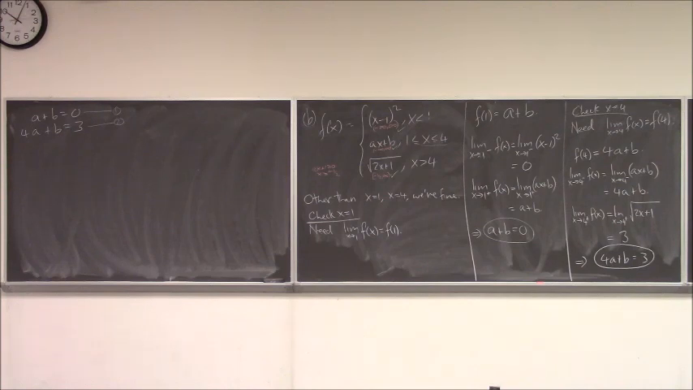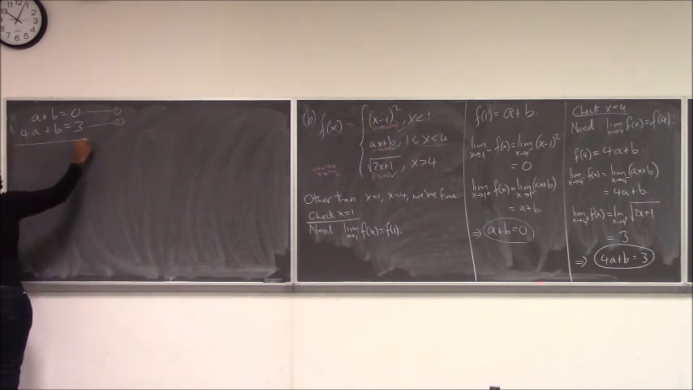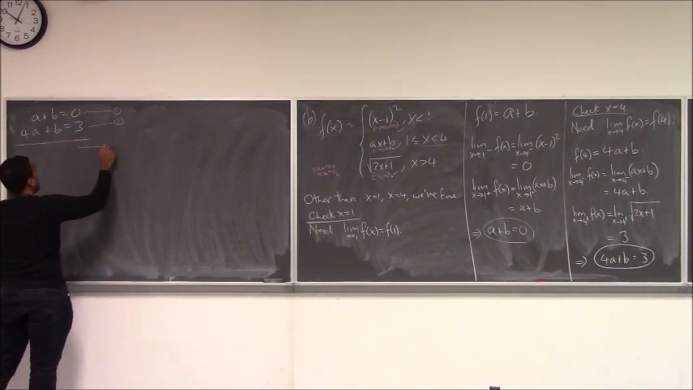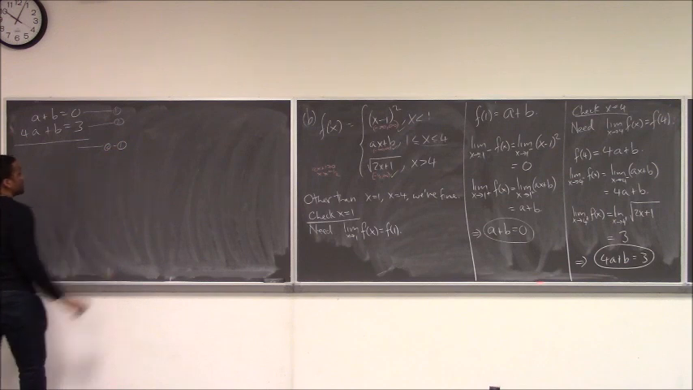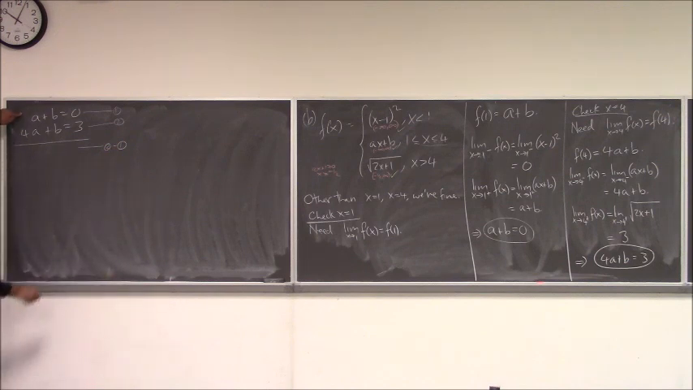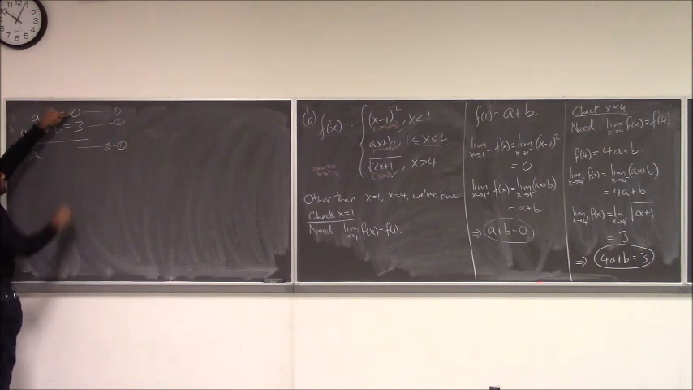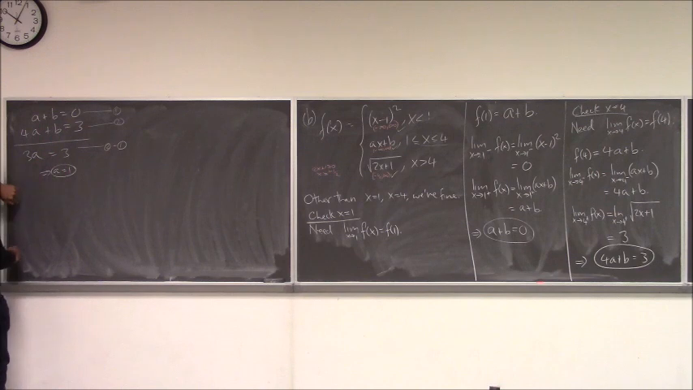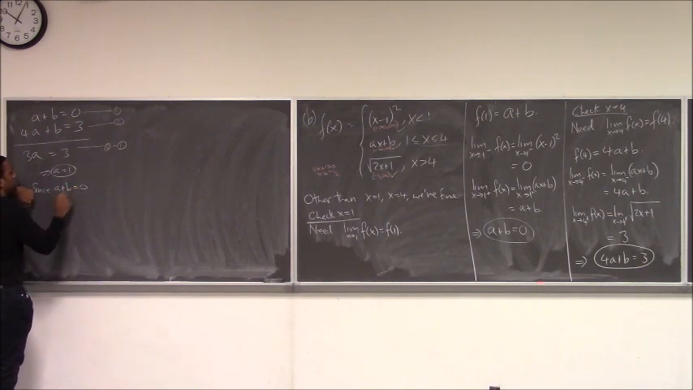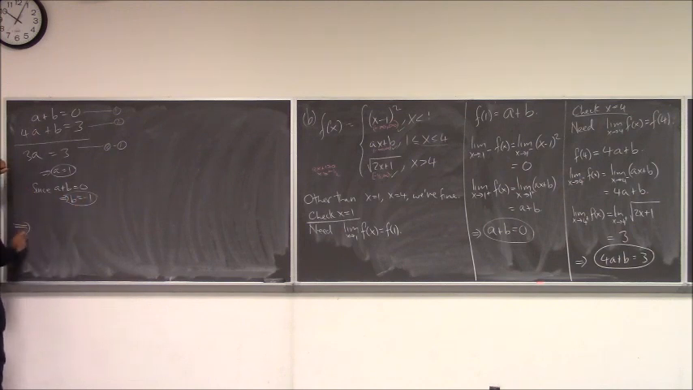Another option is to do something like elimination. Let's say I wanted to take the second equation and subtract the first. 4a minus a, 3a, b minus b, zero, 3 minus 0, 3. So 3a is 3, so a is 1. And since a plus b equals 0, this means that b is equal to minus 1. So that's your answer.